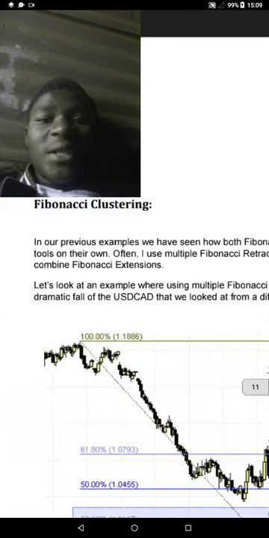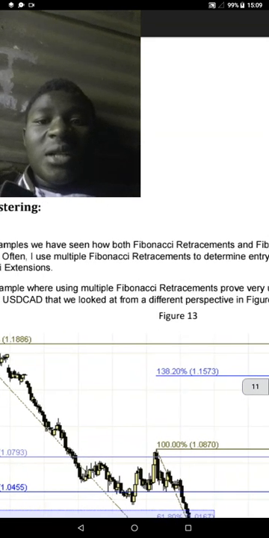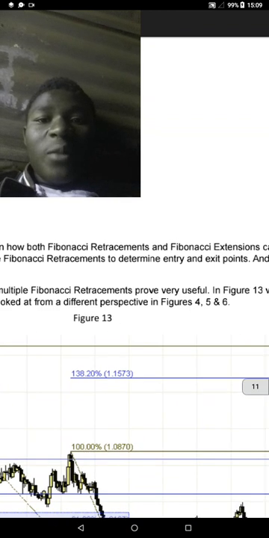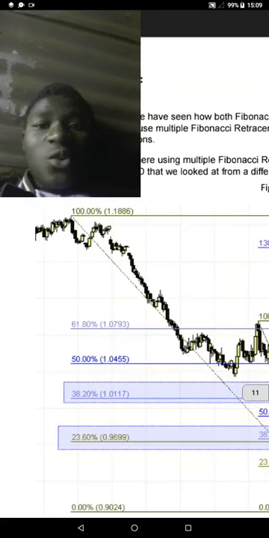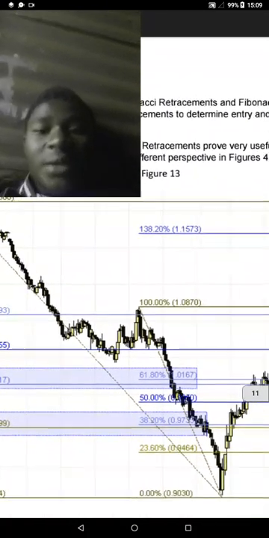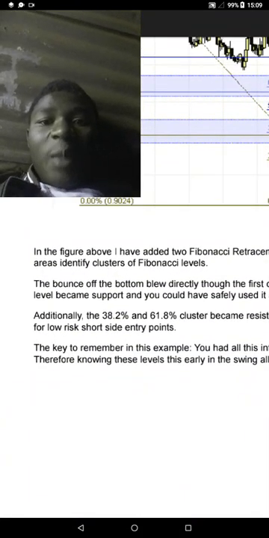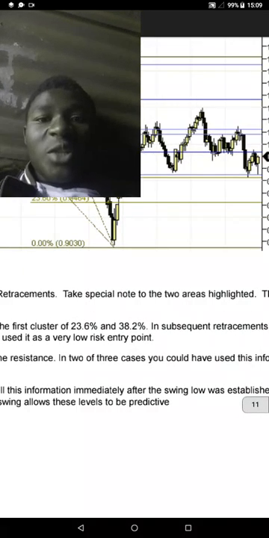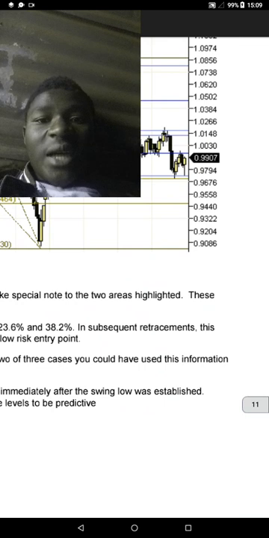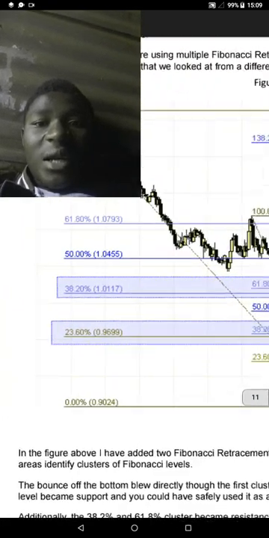In figure 13, we see the dramatic fall of the USD CAD that we looked at from a different perspective in figures 4, 5 and 6, guys. Here is the table. In the figure above, I have added two Fibonacci retracements. Take special note of the two highlighted areas.